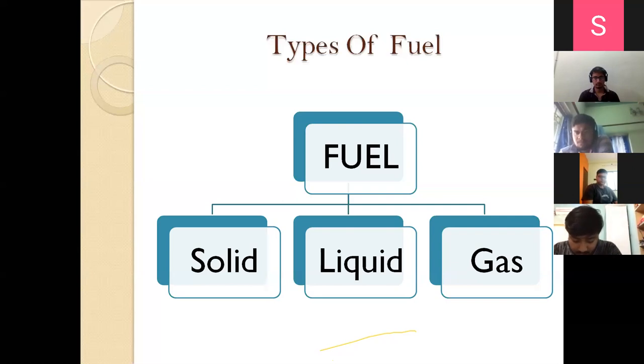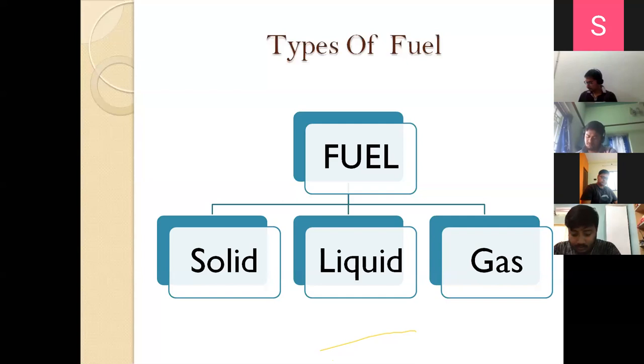Basically there are 3 types of fuels. One is solid, another is liquid, and another is gas. So what is solid fuel? Let me give you one example. The example of solid fuel is coal. Liquid fuels, you know, are petrol and diesel, and gaseous fuels are CNG, LPG, and natural gases like methane. All these things come in the category of gaseous fuel.